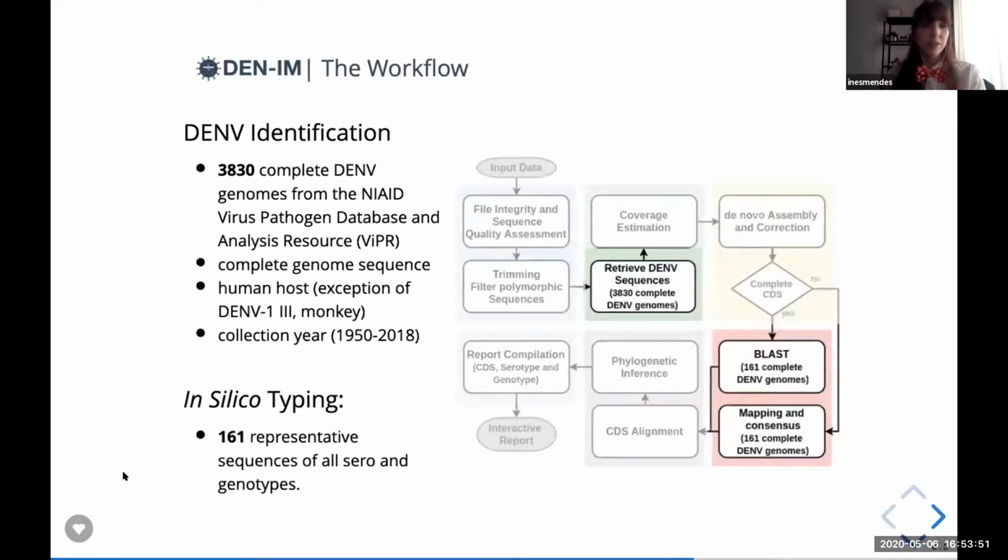The most interesting data set, and the one that took the most work, honestly, was the representative sequences for assigning a serotype and a genotype. So we clustered the almost 4,000 genomes together with CD-HIT, and we selected representative sequences of each serotype and genotype. So we try to encompass the diversity in a way that it makes classification as easy and quick as possible.